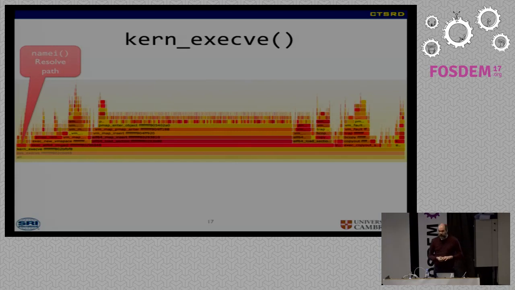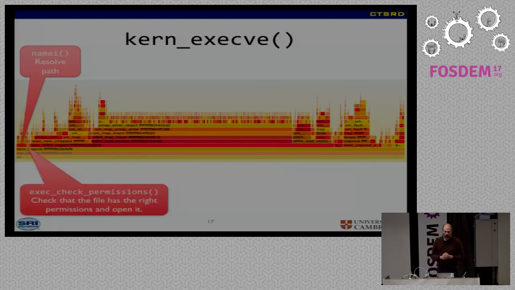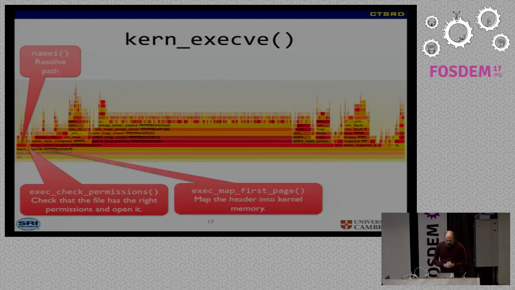So the first bit of kern_execve uses namei, which is horrible and complicated and involved in the file system, so we're not going to talk about it any further, except to say that its job is to resolve the path that was passed in and find it in the file system. Next up, exec_check_permissions verifies that the file has the right permissions, that we're allowed to open it and execute it, and then it opens it, which is a bit mashed together, but that's how it is.